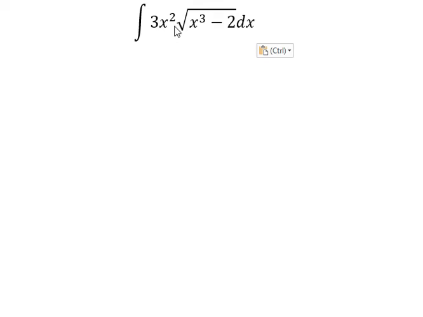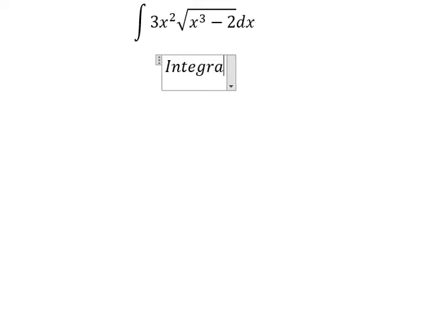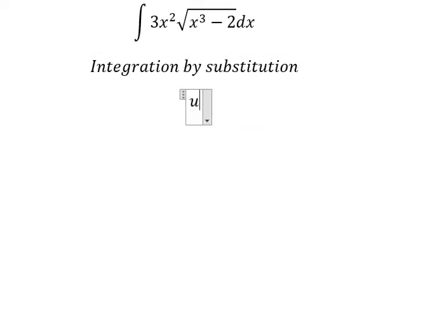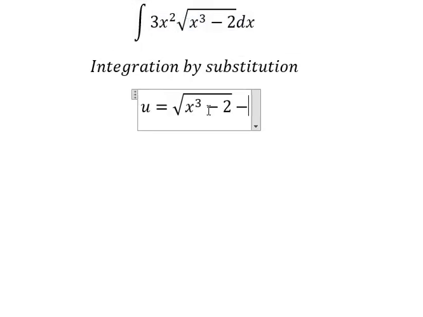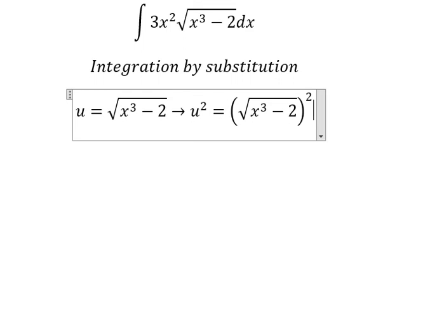The topic today is about integration. So now I will show you how to answer. We need to use integration by substitution. So I will put u equals to this one. Later, we square both sides to cancel the square root.